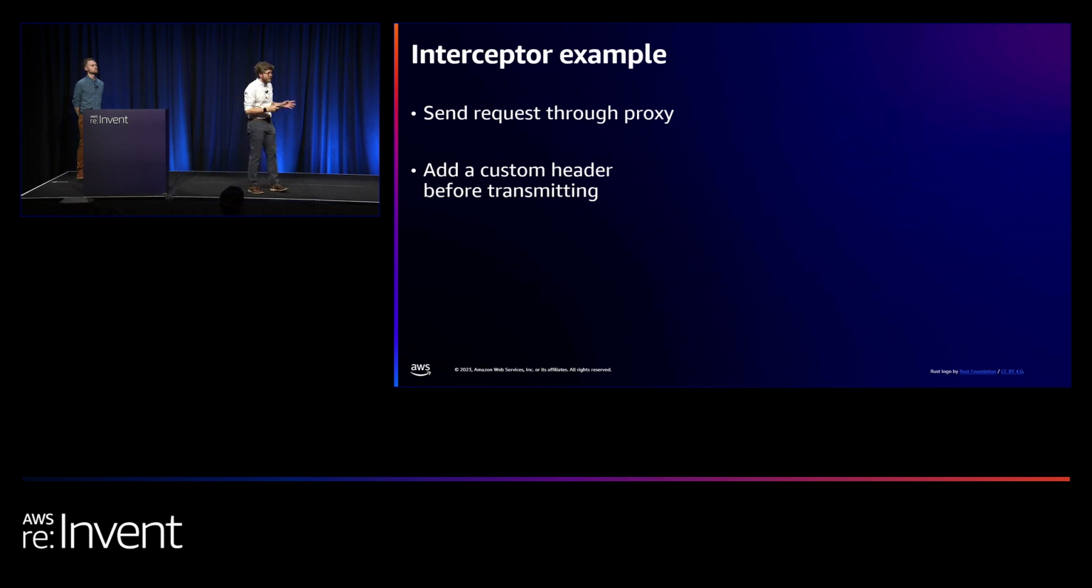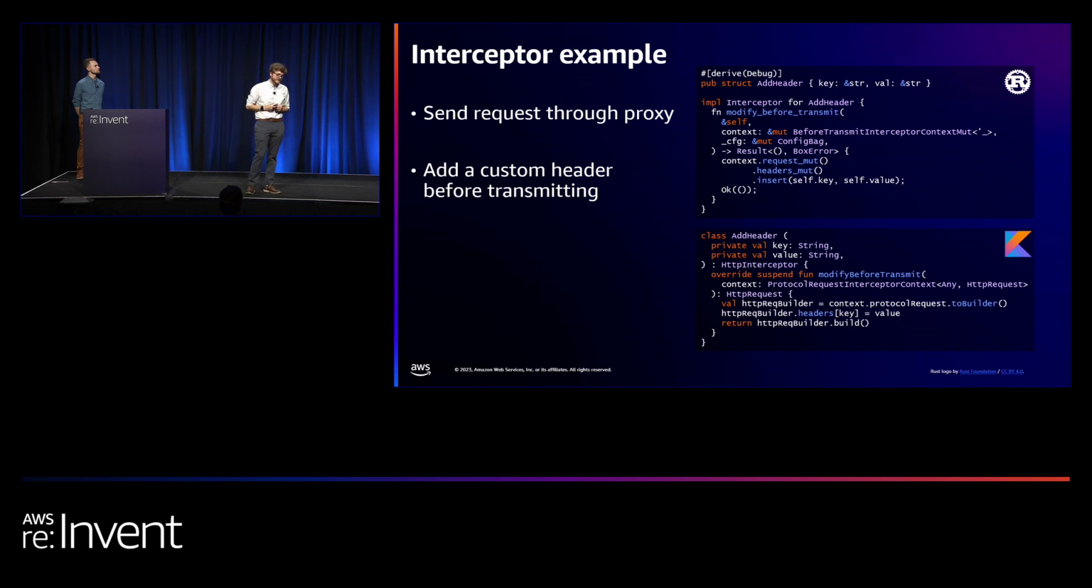Let's walk through a simple example of an interceptor. Let's say that you're running the AWS SDKs, but you want to send requests through a proxy. This proxy is going to take those requests and forward them to AWS. However, this proxy requires an additional header. Because this additional header is getting stripped off by the proxy, you don't want to include it in the signature. So how can we do this? Well, what we can do is use interceptors to plug into a standardized integration point to modify the request and add the header we need.